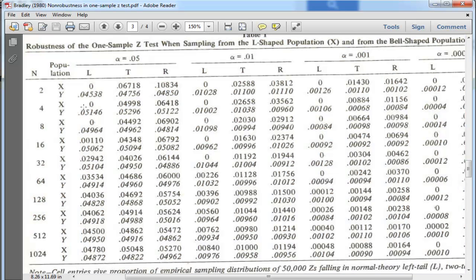So the difference between sample size of 1,024 and 8 is quite small. But you would even say that at a sample size of 4, it's still pretty much in the ballpark of 0.05. And even with a sample size of 2, it's not as if it's terrible. It's still approximating pretty close to 0.05.